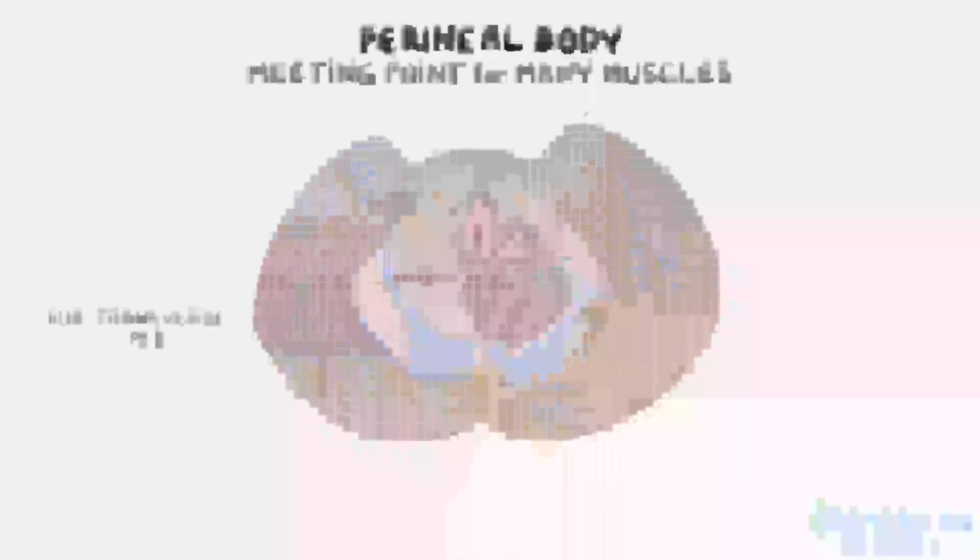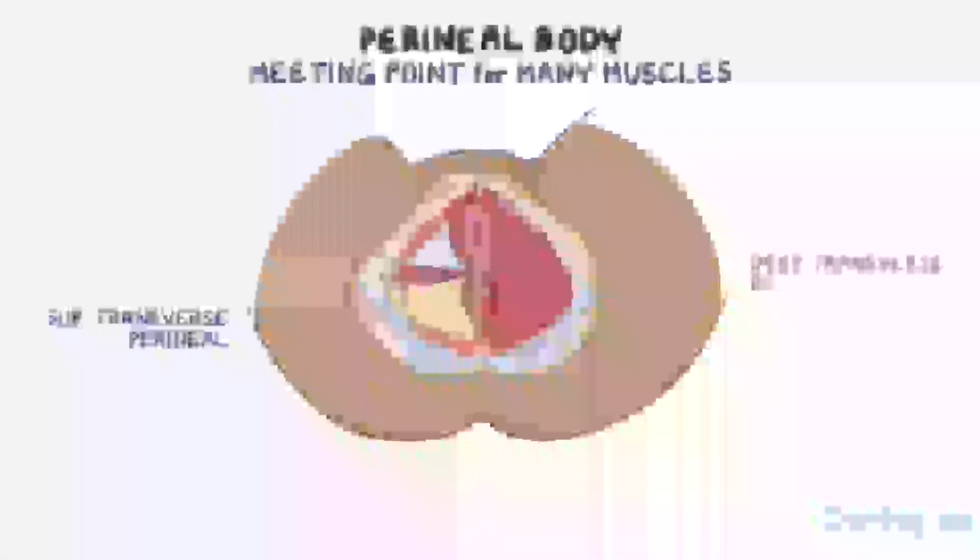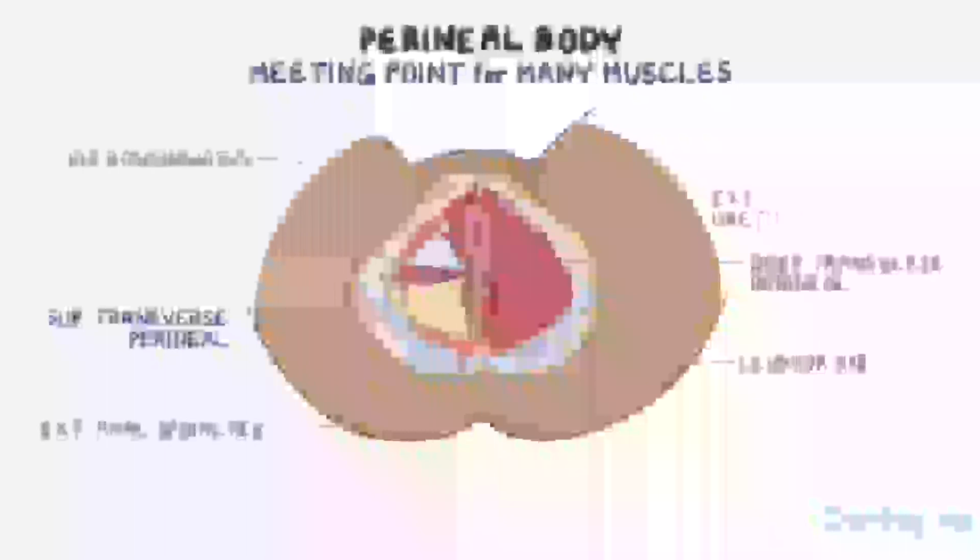Now, in the middle of the imaginary line that connects the ischiopubic rami lies an irregular mass called the perineal body. This mass forms the central point of the perineum and is a meeting point for many muscles, including the superficial transverse perineal muscles, deep transverse perineal muscles, levator ani, bulbospongiosus, external anal sphincter, and external urethral sphincter muscles.